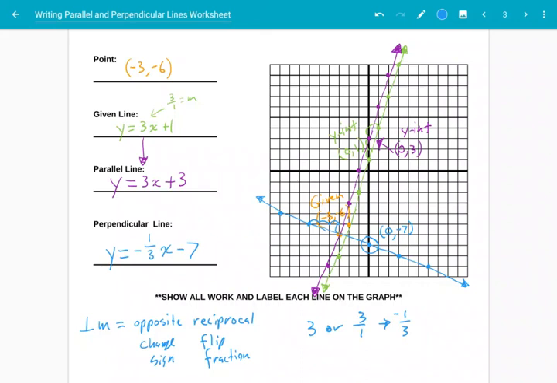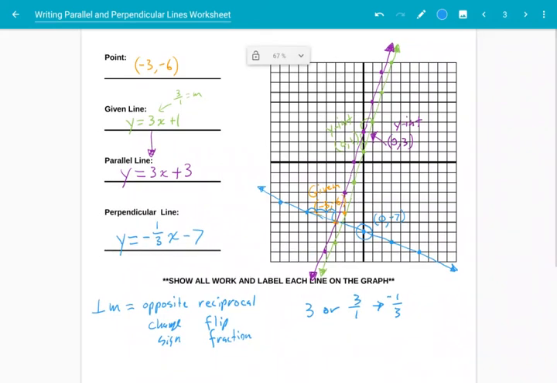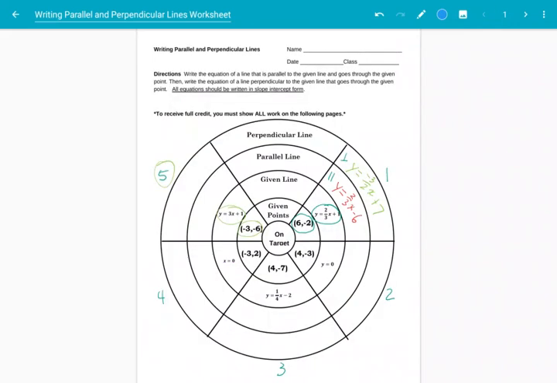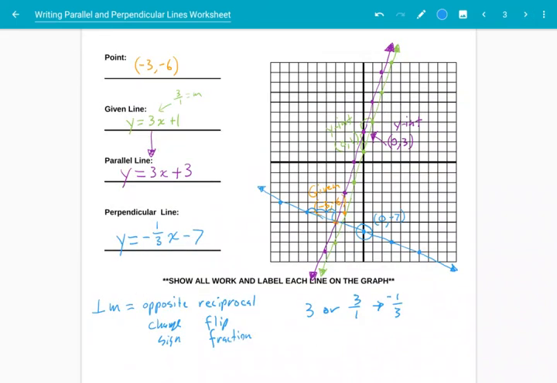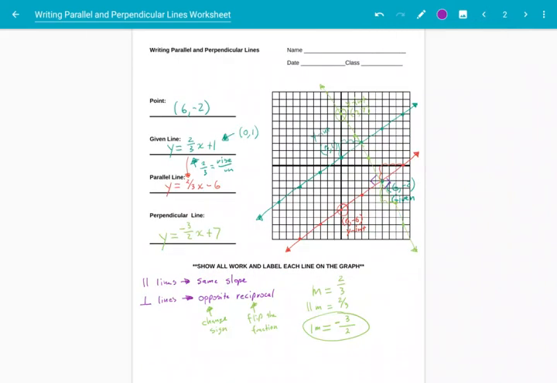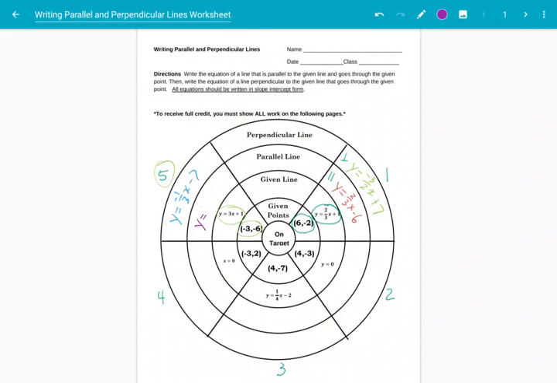There we have all of our lines graphed, labeled. Beautiful. Let's put them in on the sheet there. So the perpendicular line, y equals minus 1/3 x minus 7. And then the parallel line, y equals 3x plus 3.